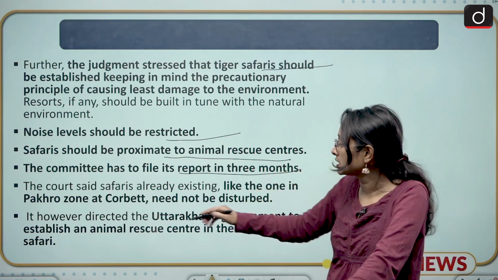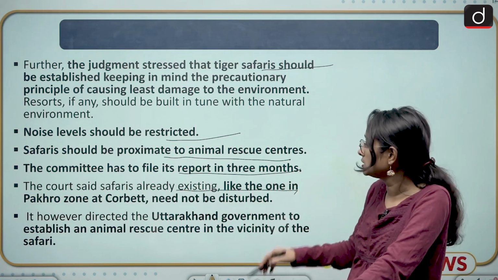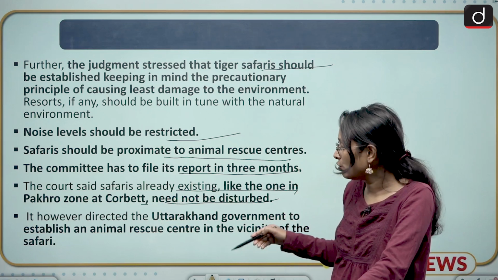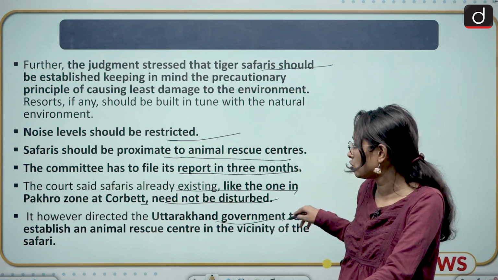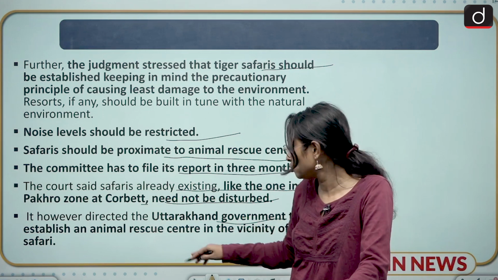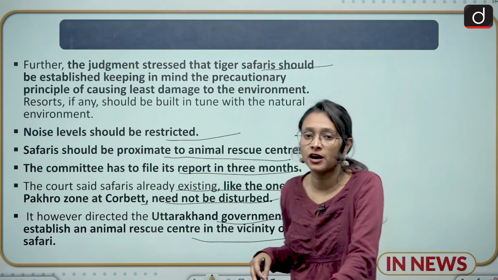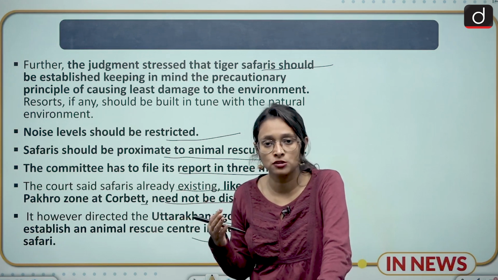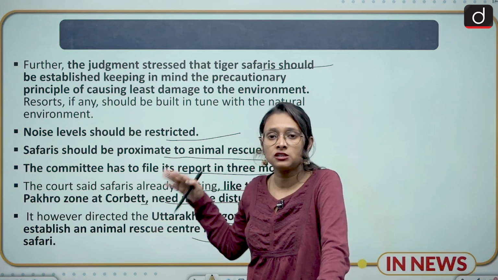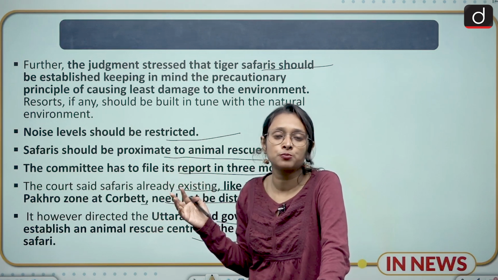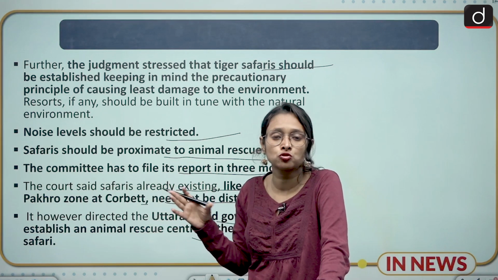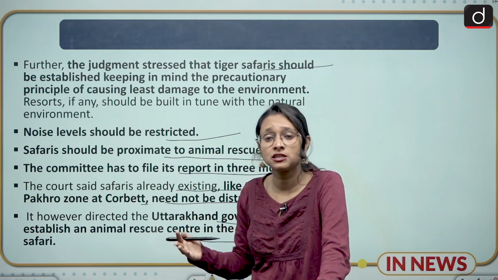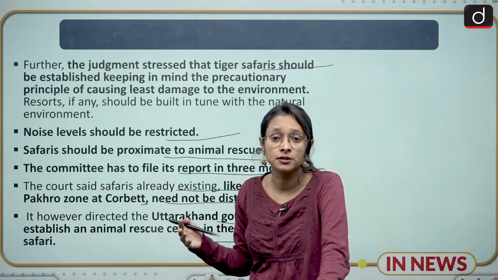And also the court said that safaris already existing, like the one in the Pakro zone at Corbett, need not be disturbed. However, they have also directed the Uttarakhand government to establish an animal rescue center in the vicinity of the safari. So these are the observations made by the Supreme Court, and the observations and judgment should not apply just to Uttarakhand or the Jim Corbett area, because such kind of illicit activities are also happening in other tiger reserves.